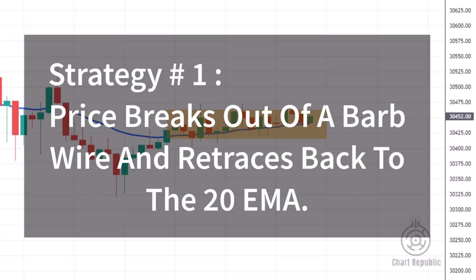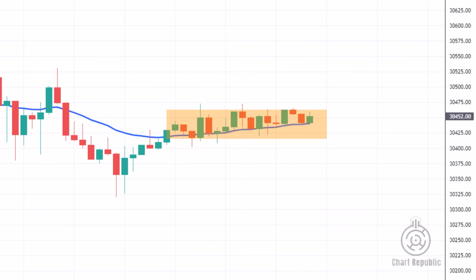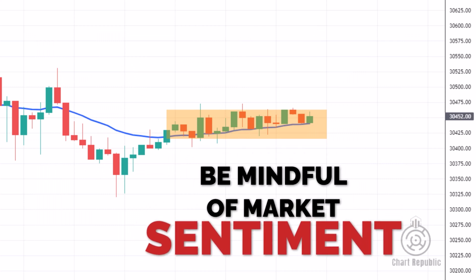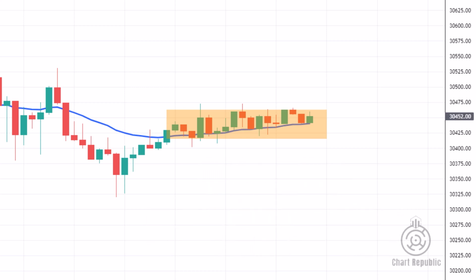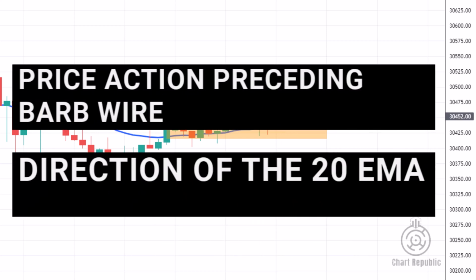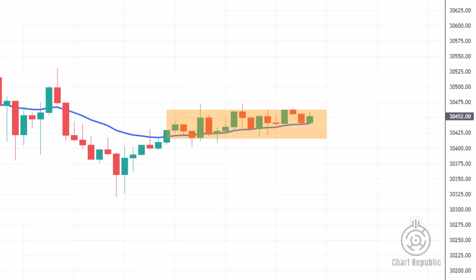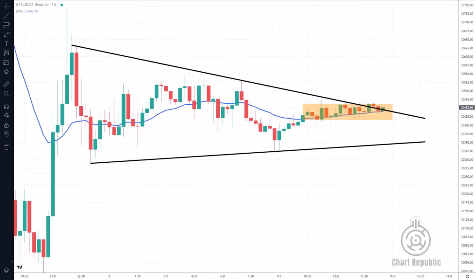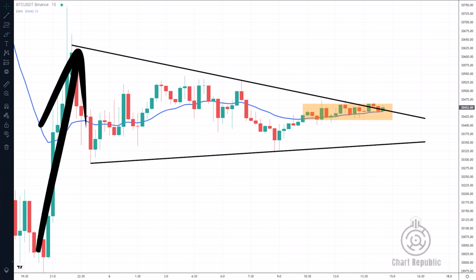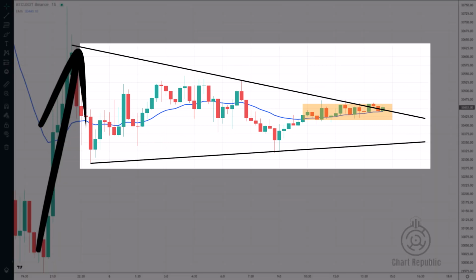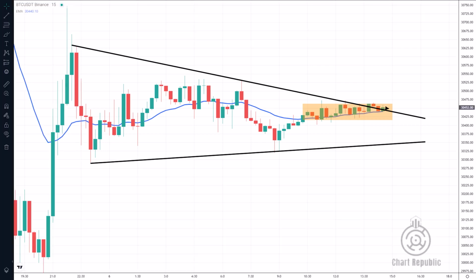These pullbacks offer traders excellent breakout trading opportunities. However, it's crucial to be mindful of the market sentiment. To keep things simple, I focus solely on two primary factors: the price action preceding the barb wire formation and the general direction of the 20 EMA. In this case, prior to barb wire formation, there was a notable upward surge. Presently, the market appears to be in a recovery phase, resembling a triangle pattern. The price can break out of this consolidation and resume the prior bullish trend at any moment. According to the slope of the 20 EMA, there is no noticeable upward or downward trend.